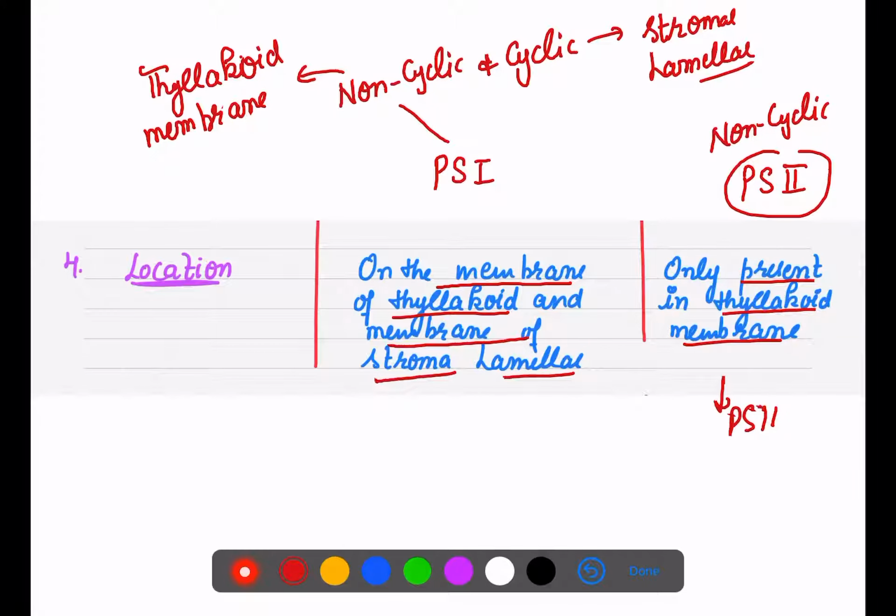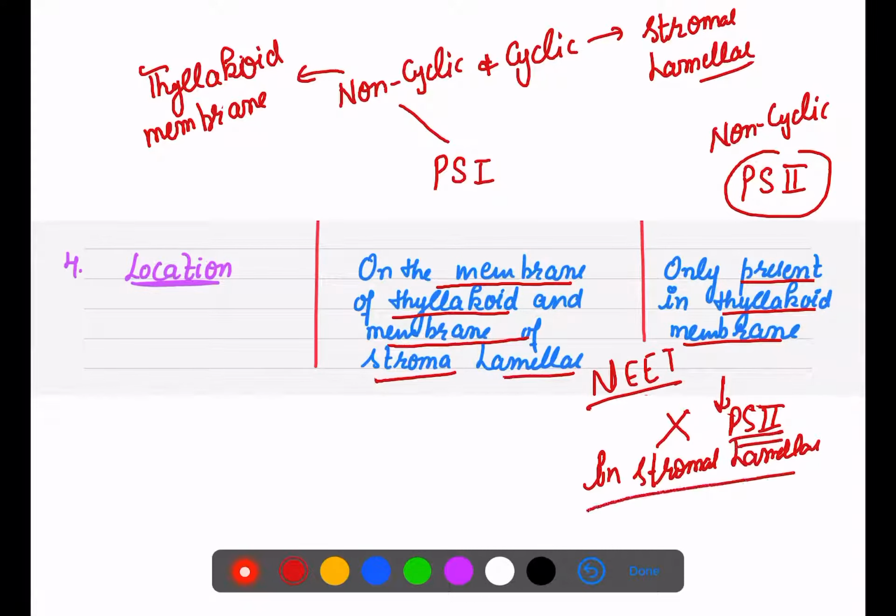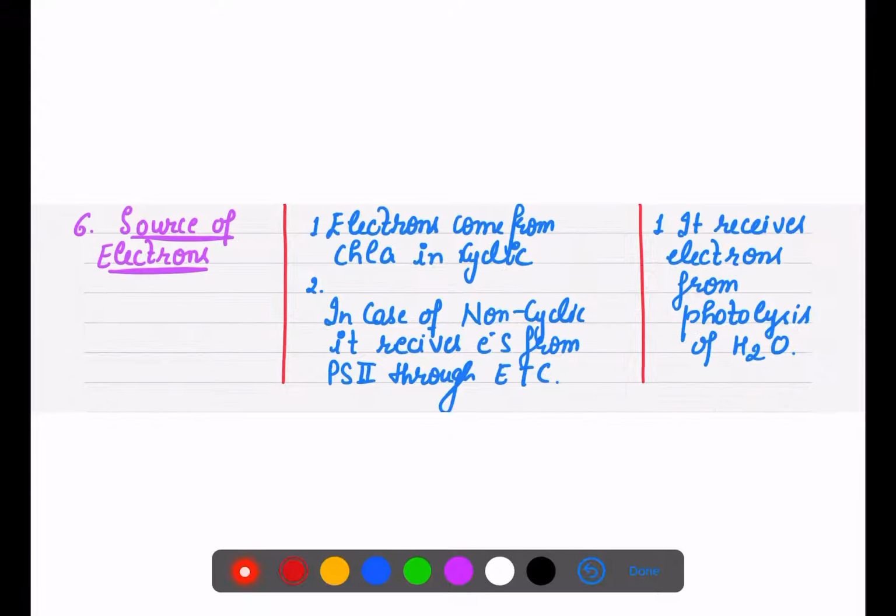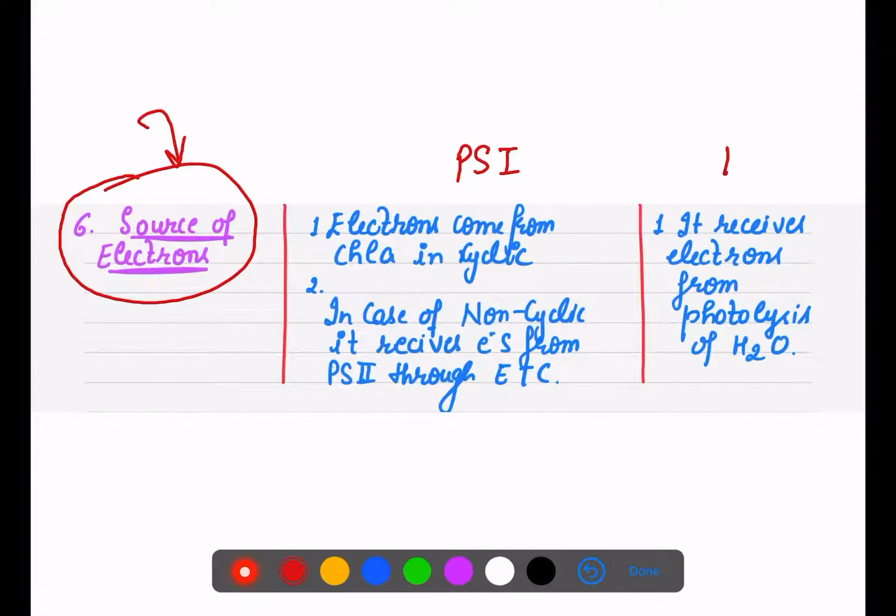Photosystem 2 is absent in stromal lamellae. You have to be very careful when you are going to mark your MCQs, right? So photosystem 2 is absent in stromal lamellae. Source of electron: कहाँ से electrons किस system को कहाँ से electron transfer हो रहे हैं.